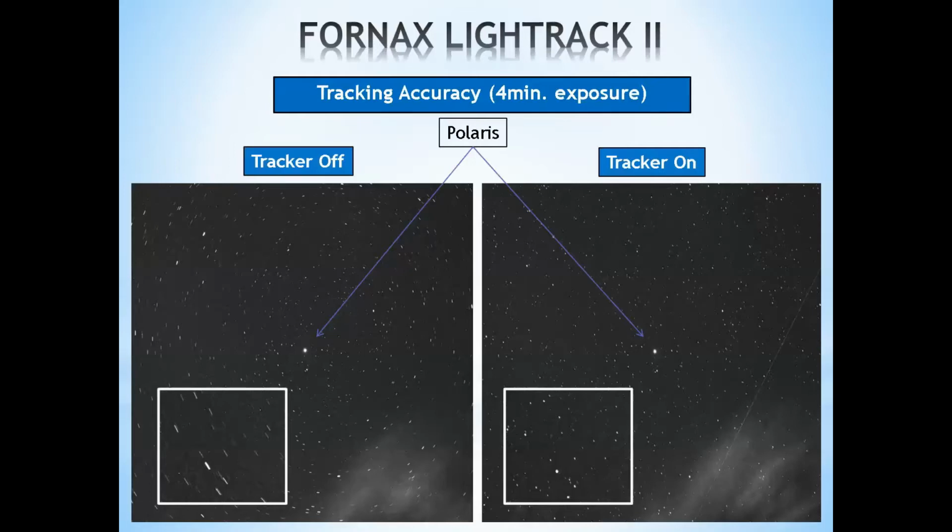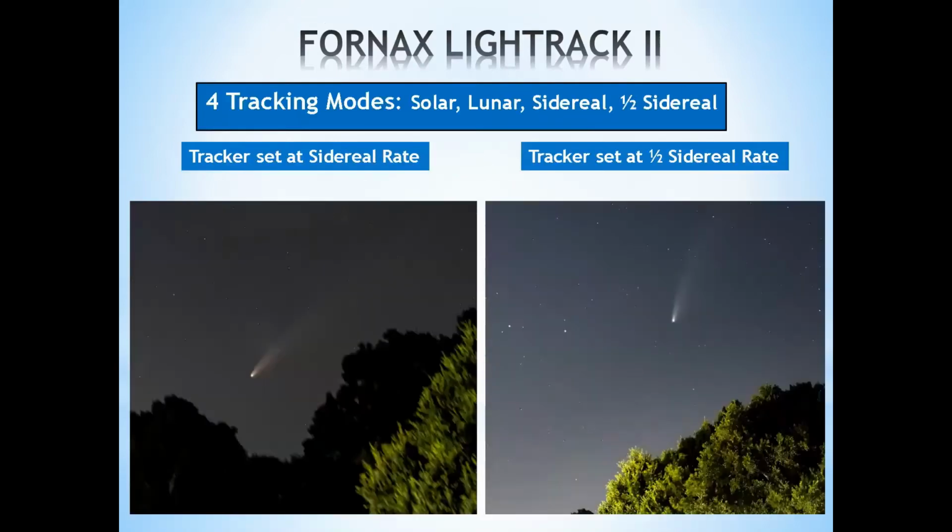Here's a demonstration of the accuracy of this mount. I did a 4-minute exposure, and I focused on Polaris in both cases. And I turned the mount off. In 4 minutes, you can start seeing the stars streaking, and I sort of amplified it here to show you that. But with 4 minutes with the tracker on, you're getting no streaking, you're getting pinpoint stars.